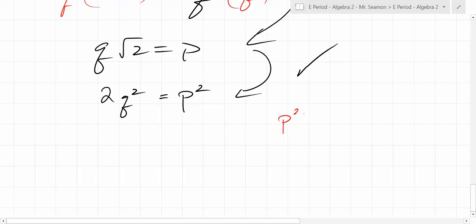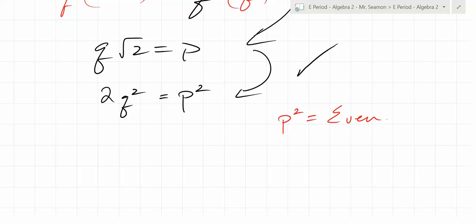Okay. If P squared is 2 times a number, what kind of number does P squared have to be? If P squared is 2 times a number, can you tell me what type of number P squared has to be? P squared has to be, I'll tell you, even. Do you agree P squared has to be even? P squared is 2 times a number, so 2 has to be a factor of P squared.